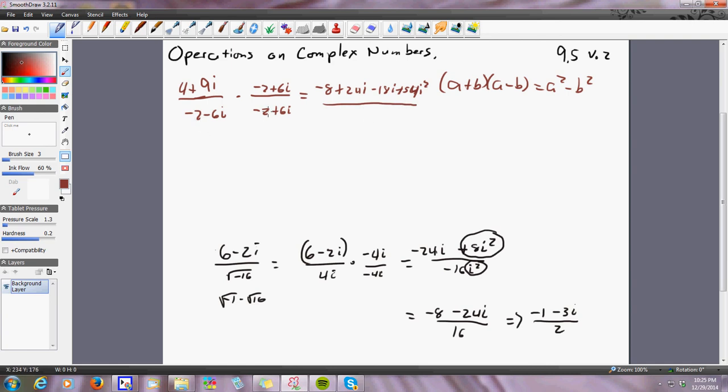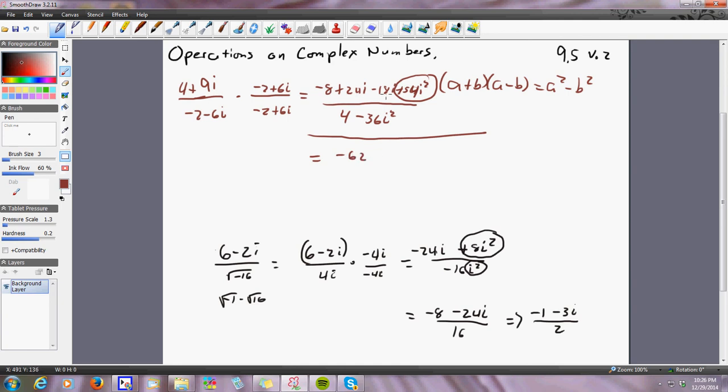When I do this, I'm going to get negative 2 times negative 2, which is 4. That's going to be negative 12i, and that's going to be positive 12i. So those two terms are going to cancel out. And I get negative 36i squared. But remember, i squared is negative 1, and this right here is a 54i squared. So that's going to become negative 54 and a negative 8, which is a negative 62.